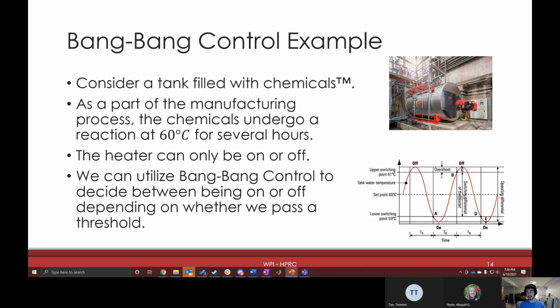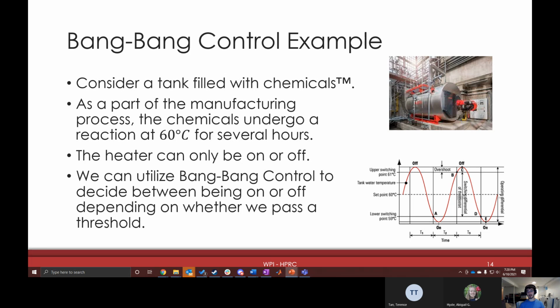But to look at an example, let's say you have a tank that's filled with chemicals, and as part of your manufacturing process, you have to keep the chemicals at a set reaction temperature. But you can only turn your heater on or off. So this is a time when you have a bang bang controller that decides whether or not the heater is on or off.